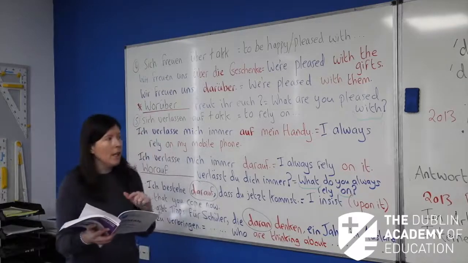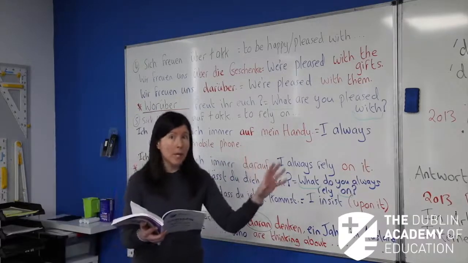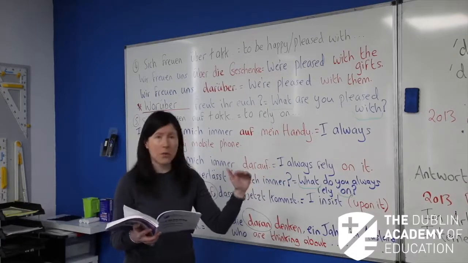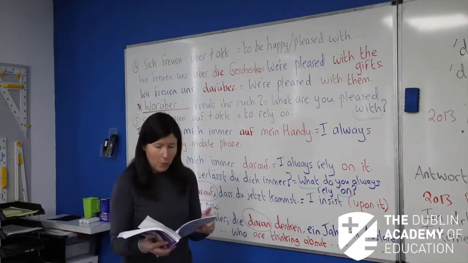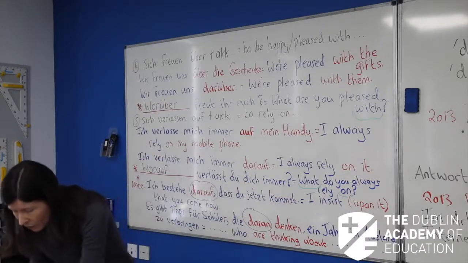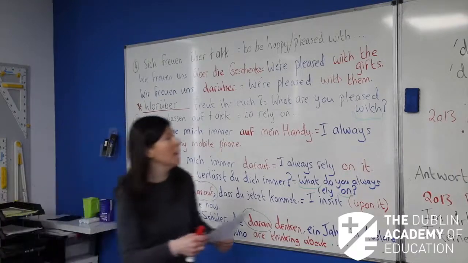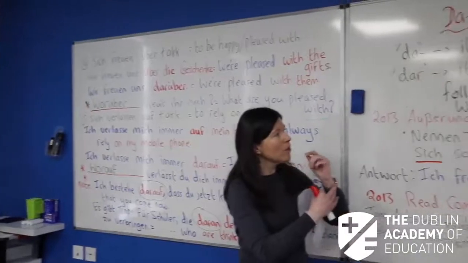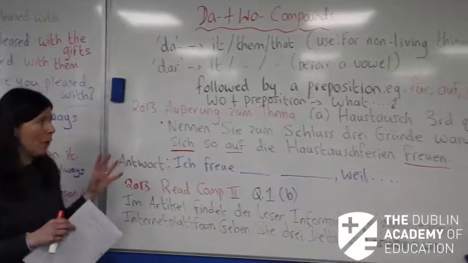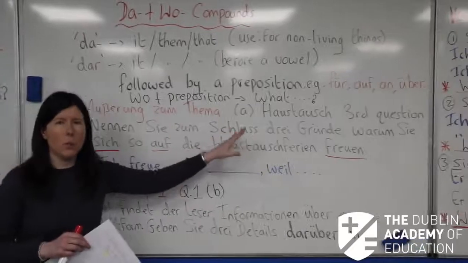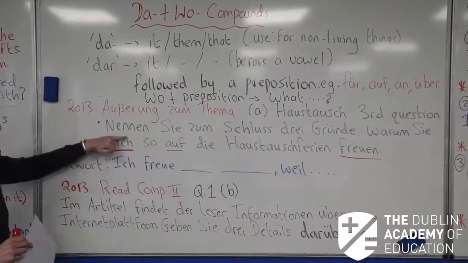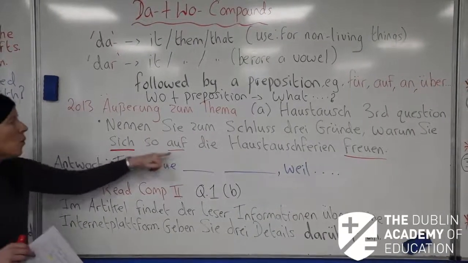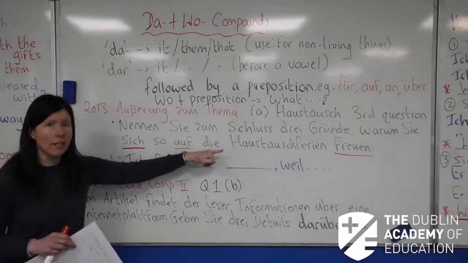So there are a couple of examples that I want to show you from past papers where you see a lot of these da and wo compounds used, and we're going to look through some of those now. Alright, so the first one is from the 2013 Oysters from Tin, which is your written comment. It was from question A on Haustausch, so the house swapping. It was question 3, and it went like this. Nennen Sie zum Schluss 3 Gründe, warum Sie sich so auf die Haustauschferien freuen.